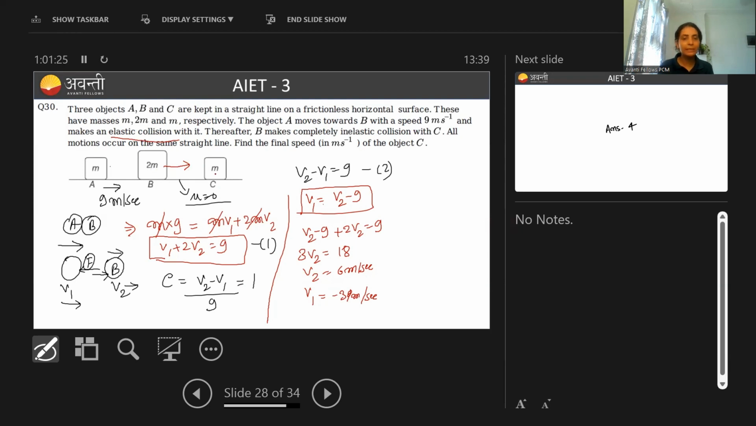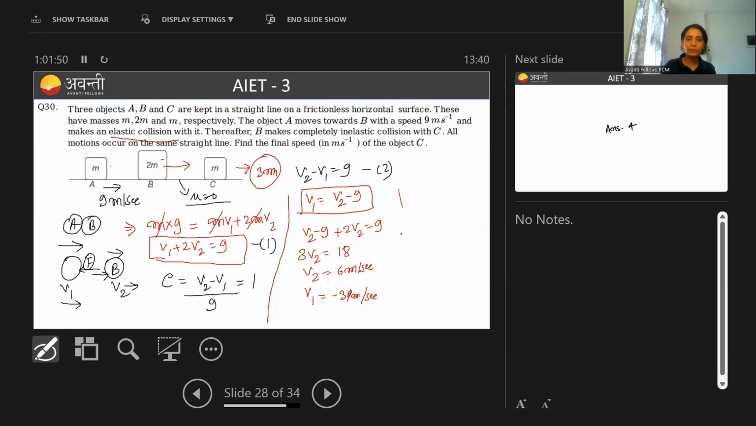And the collision between B and C is completely inelastic. That means B will collide with C and they will become one body after that. So B and C after collision will become one body having mass 3m. Completely inelastic means they won't separate after collision. So they will become a single body, and they will have a mass of 3m.